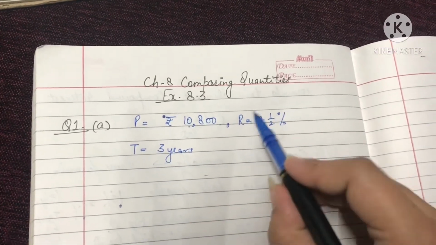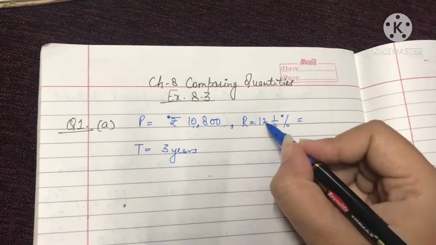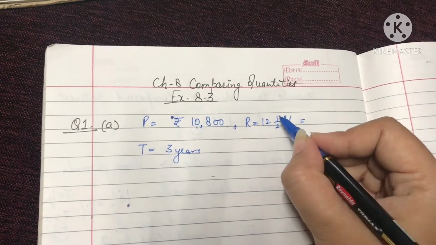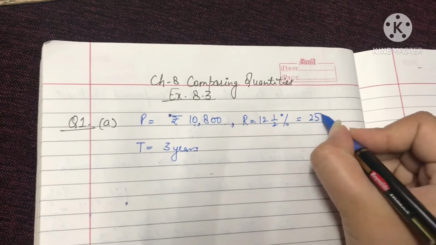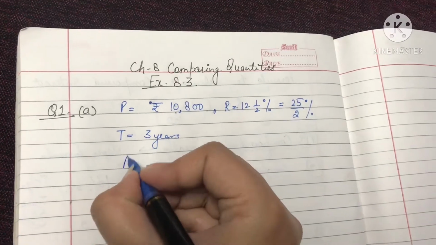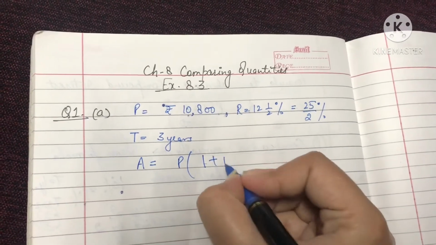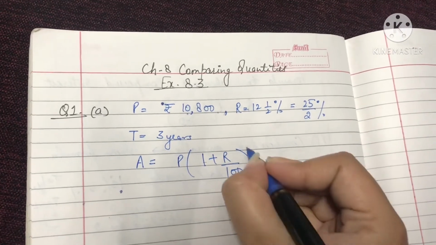Now you can see the rate is given in a mixed fraction, so we can convert this into an improper fraction. 2 into 12, 24, 24 plus 1, 25 by 2%. We have to calculate the amount and compound interest. Now amount is P times 1 plus R upon 100 whole to the power n.